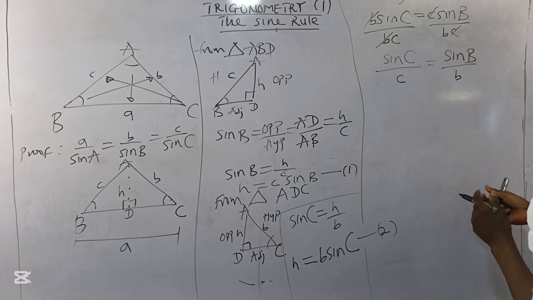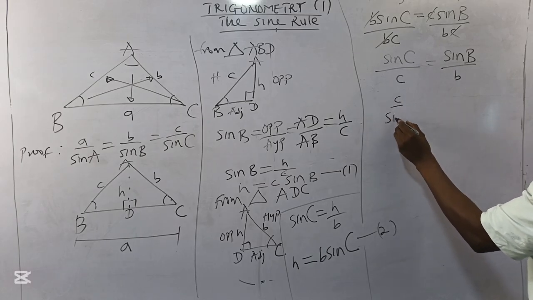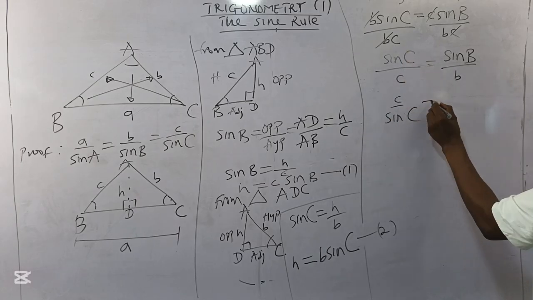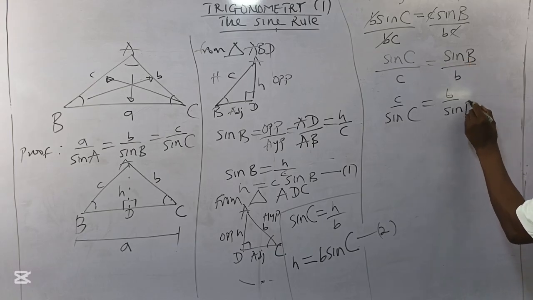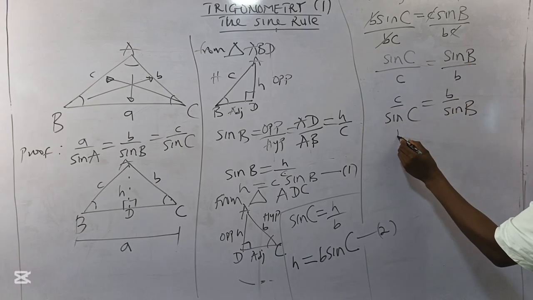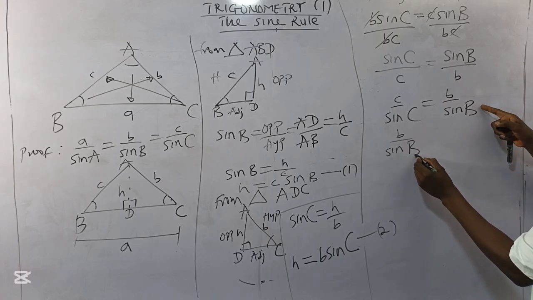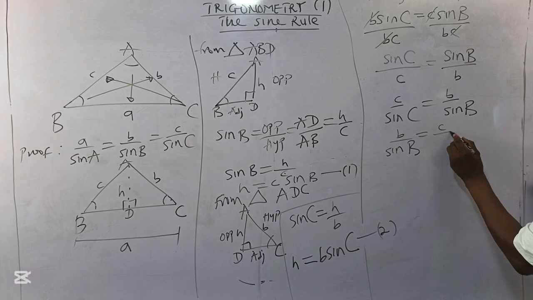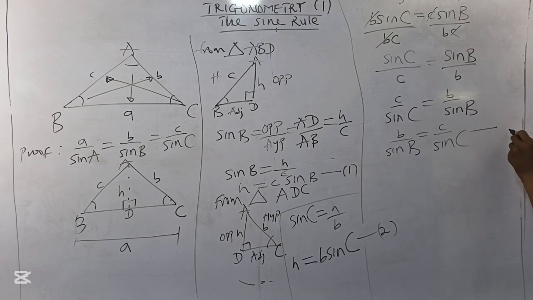If I take the reciprocal, I'll simply have c over sine capital letter C. If I interchange here, I must interchange here: b all over sine capital letter B. So this is same as saying b over sine capital letter B equals c all over sine capital letter C. So I can take this as equation X.